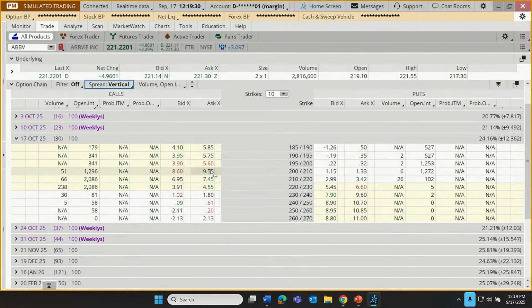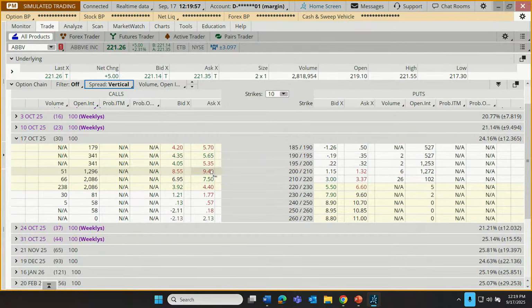So it's costing us $9 to set up a trade where, if it goes perfectly, we wind up buying the shares at 200, selling them at 210. That's a $10 value. So turning $9 into $10 is about 11% return potential. Okay. A $1 reward on a $9 investment.